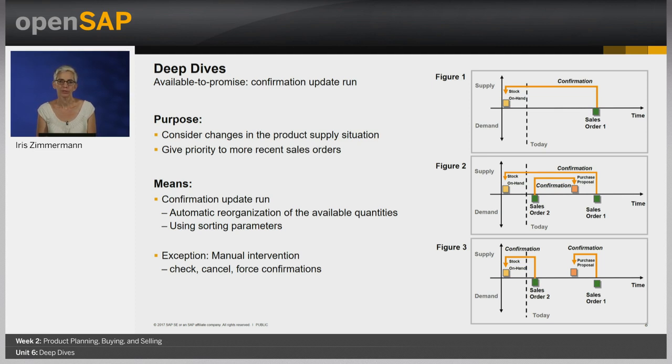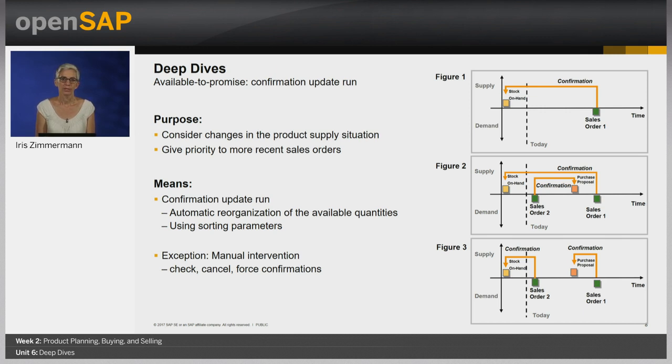The confirmation update run reorganizes the confirmation and reallocates the available quantity to the customer demand selected for the update run, visualized in Figure 3. The confirmation update run is a variant of the product availability check. You can use sorting parameters affecting the sequence in which the customer demand is checked and confirmed, for example, the items for complete delivery first, or sorting according to the requested delivery date.